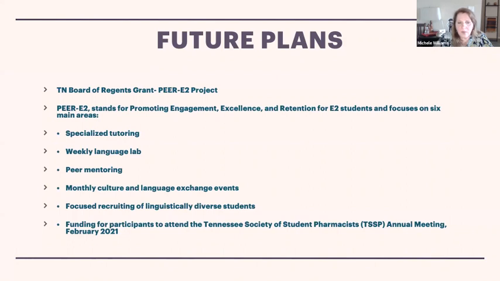And weekly language lab, peer mentoring, a monthly culture and language exchange, which while we're online is going to be kind of interesting. And focused recruiting of linguistically diverse students. So we already do some of that. There are areas of the United States where we've drawn quite a number of students, and they're often cultural enclaves, and many of those students' first language is not English, and so we're going to continue that, and then also funding for participants to attend the Tennessee Society of Student Pharmacists meeting in February. So we're really hoping that's not going to be a Zoom meeting, because we would like for them to have the opportunity to travel there. So I'm going to stop screen sharing again.